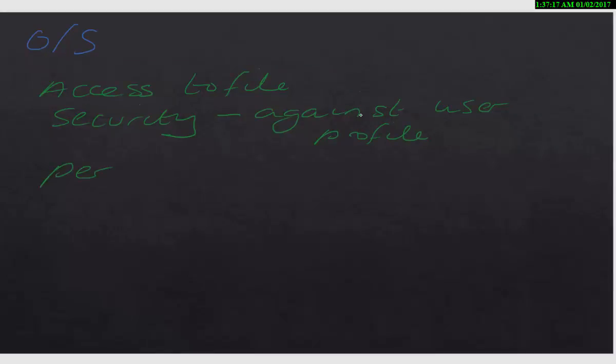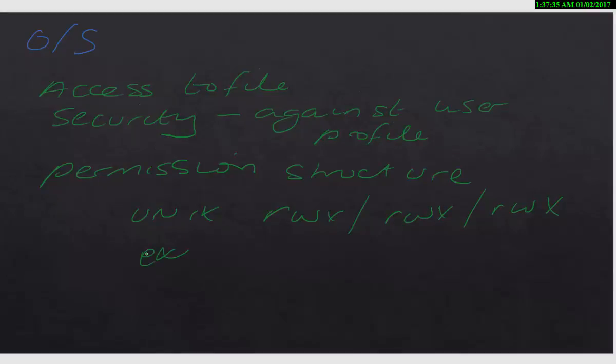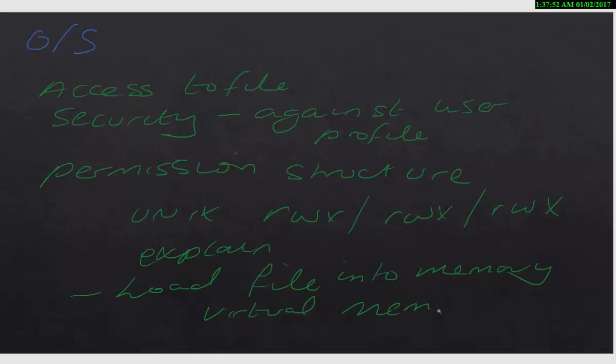Mention the permission blocks of different operating systems. So the permission structure. You can give an example of Unix where you have your read write X, read write X, read write X blocks. You can explain this in some detail. And then there's the loading of the file into memory if it can fit it, otherwise you've got your virtual memory. And there's the managing the file, making sure the file can be read.